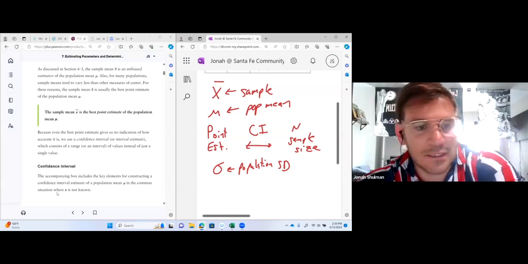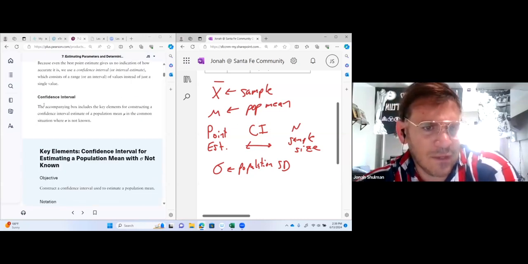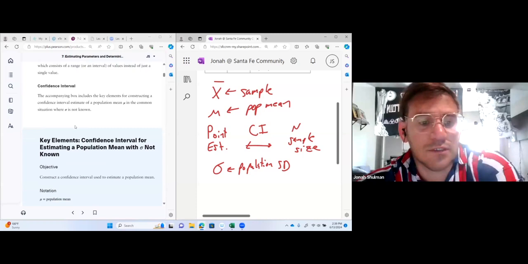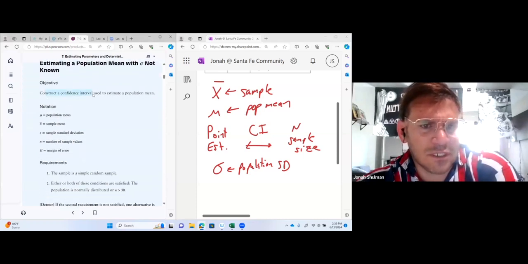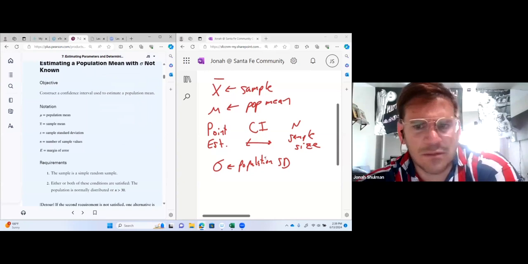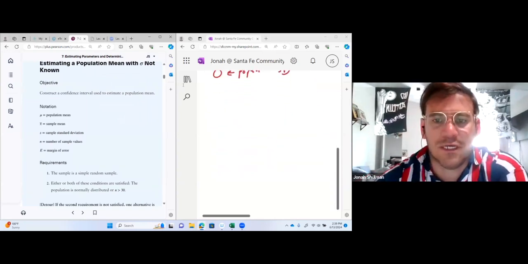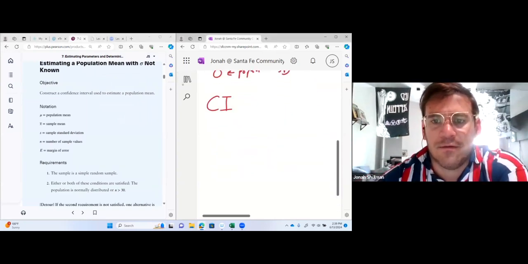And we're going to use that to get a range of the values. The accompanying box includes the key elements for constructing a confidence interval estimate of a population mean in the common situation where you do not know your standard deviation. So these are everything we need. We have to construct a confidence interval to estimate a population. So we got to use our CI to get what?